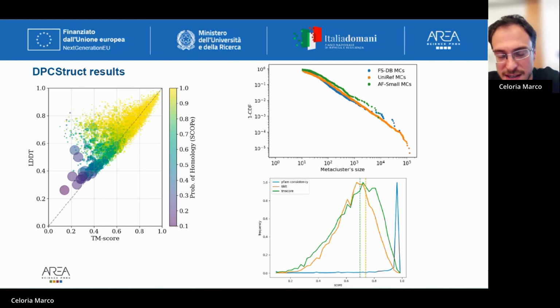And we also see in the right lower plane that we have good agreement with manually curated databases like Pfam. So we have also consistency with Pfam that is higher than 95%.